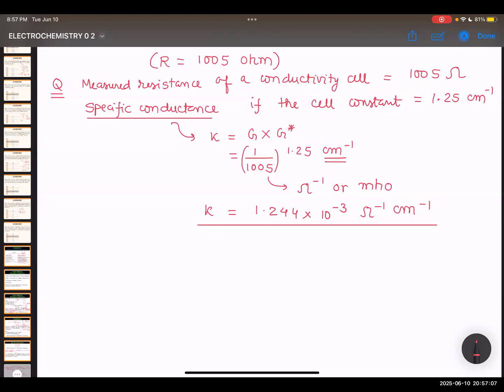So I hope this is clear to all of you. The cell constant remains the same for a specific container. If you are changing the concentration, that will not change the cell constant. Cell constant will only change if you are changing the container in which you are measuring the conductance. Is it clear?